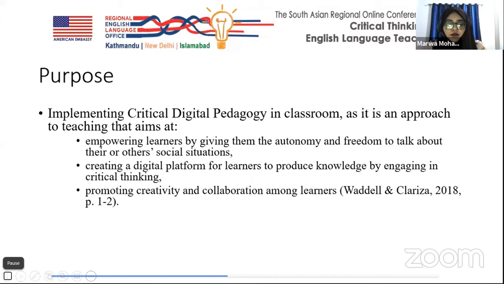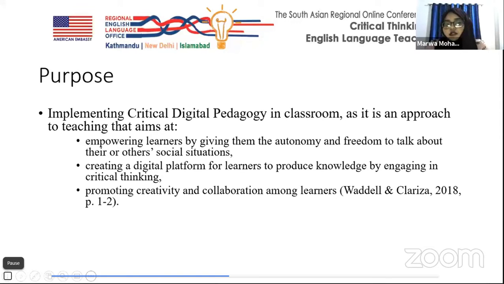Also, it can promote creativity and collaboration. The creativity part is always there in blogging, but it is more present in drama presentations, which we will see. It also promotes collaboration, because if the activity is that students write blogs and their peers have to comment on each other's blogs, then they will have an online discussion on their writing.